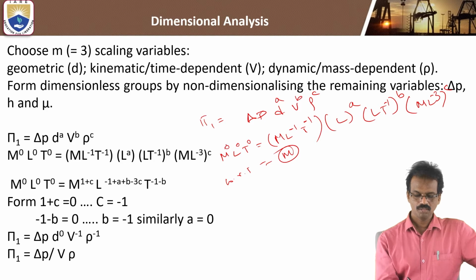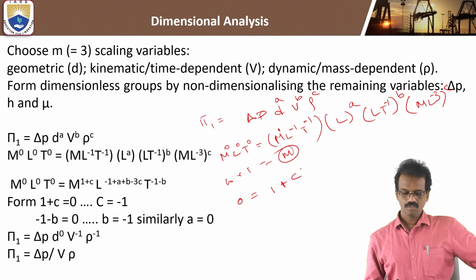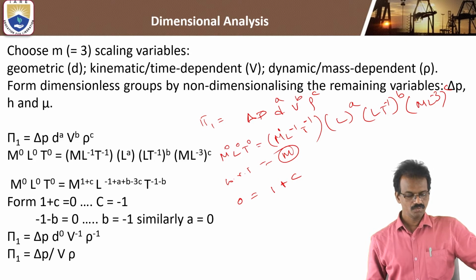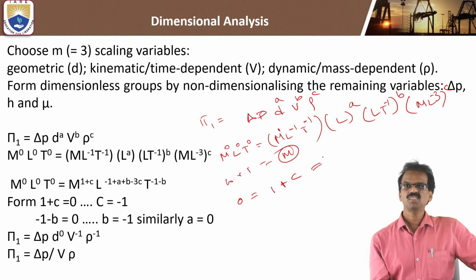here the power of M is equal to 0. There is no M in the distance, so it means 1 plus c. So 1 plus c is equal to 0. It means c is equal to minus 1. So we got the c parameter.